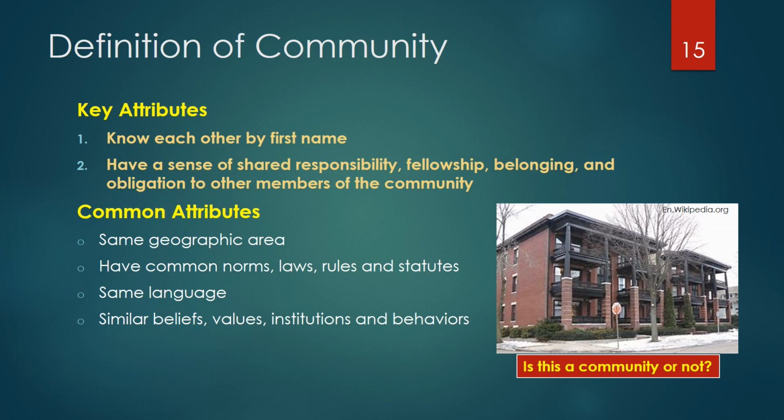Beyond the 2 key community attributes of knowing each other by first name and having a sense of shared responsibility for each other, true communities may also, but not always, live in the same geographic area, as mentioned above, have common norms, laws, rules, and statutes, use the same language, and hold similar cultural beliefs, values, institutions, and behaviors. True communities that meet the key attributes on this slide provide incredible socialization opportunities for their members.